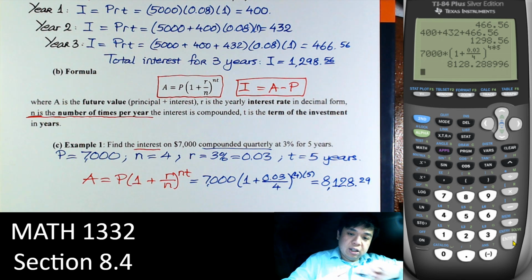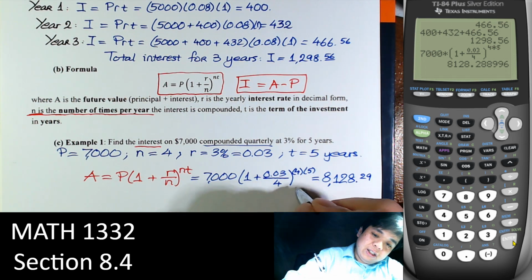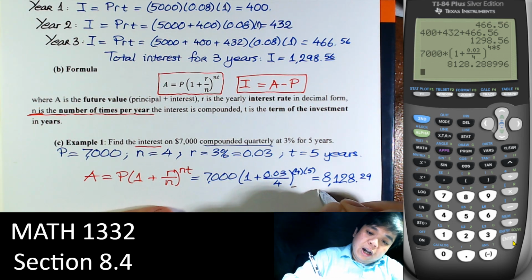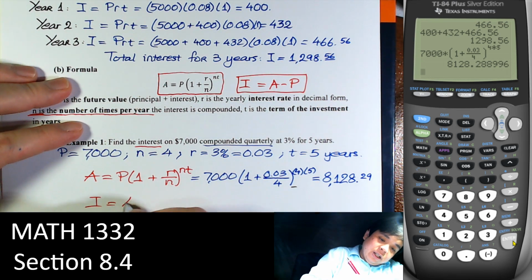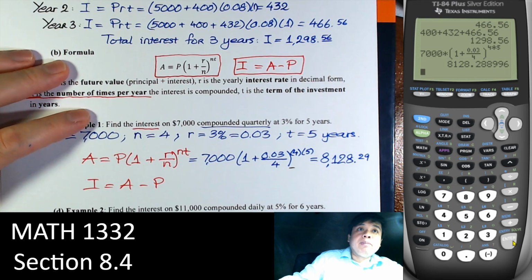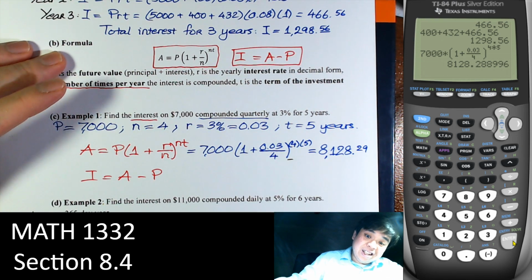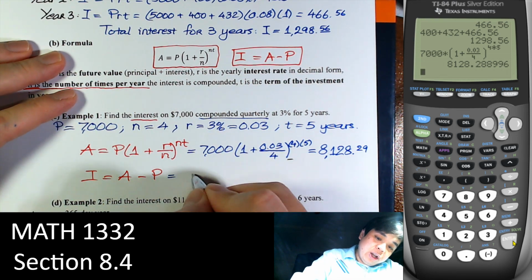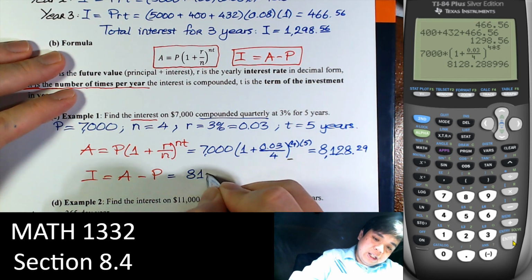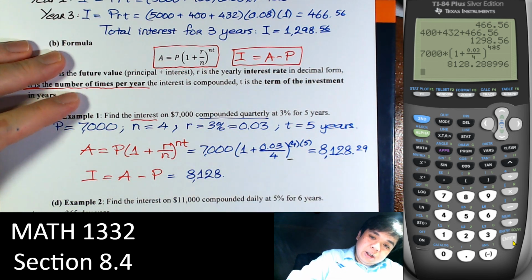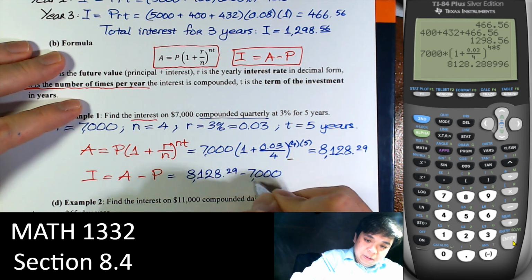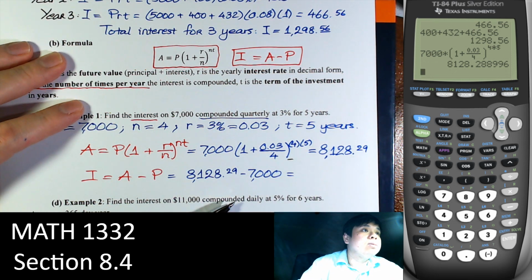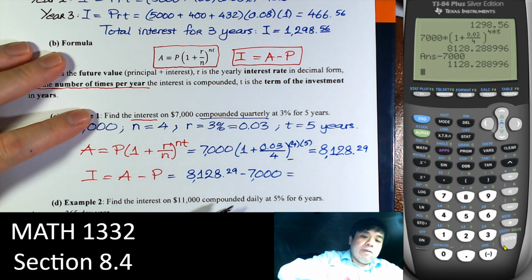And we find the interest: it is the future value minus the principal. So originally we invest 7,000, and after 5 years we have 8,128.29 minus 7,000. So we have that much.